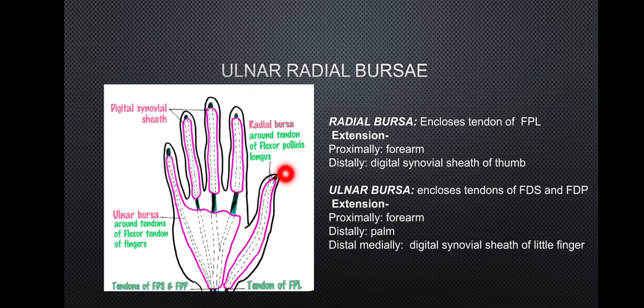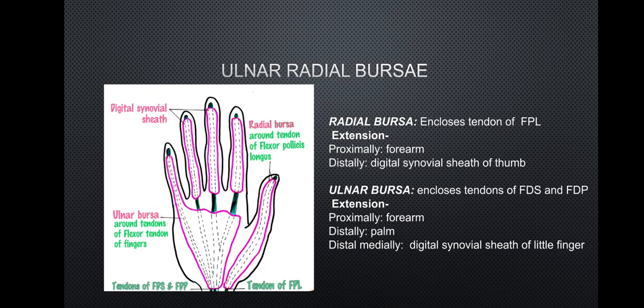It extends until the synovial sheath of the thumb, whereas the ulnar bursa encloses the flexor digitorum superficialis and the flexor digitorum profundus tendons, where it extends proximally from the forearm and distally into the end and along the little finger. Distal medially it extends as the digital synovial sheath.